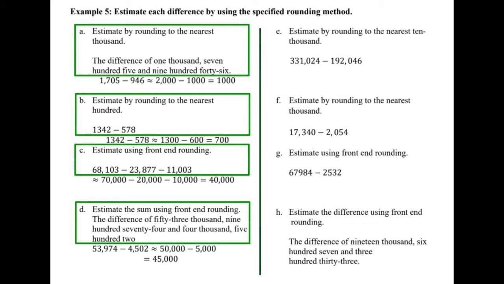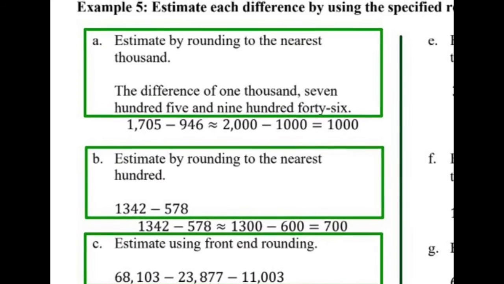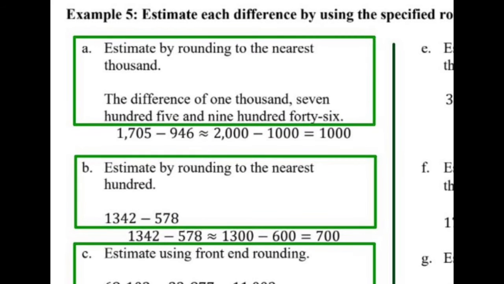Okay, on example 5, they've given you 4 completed examples, and then you have 4 that you get to do. Okay, the spacing is kind of strange, so I've added those green boxes so that you can see the difference between the original problem and their explanation. Okay, so I'm going to zoom in a little bit too, which hopefully will help. Okay, so here we go. Estimate by rounding to the nearest 1,000. So they don't give you the actual number, you have to write it out.